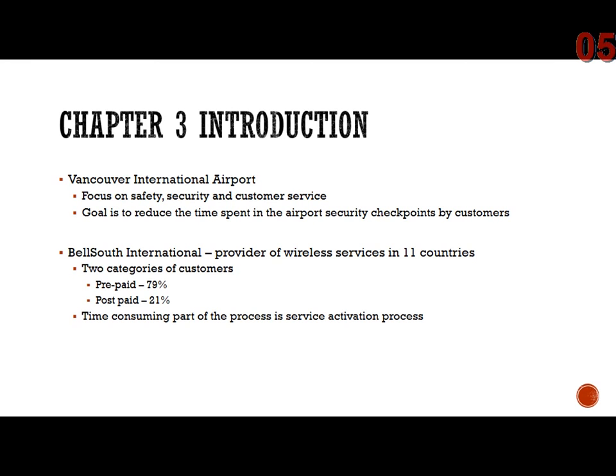They have 2 categories of customers, prepaid, which are 79%, and postpaid, which are 21%. And they say that the time-consuming part of that process is the service activation. For them to do service activation, they have to, A, determine what type of customer they're dealing with, do a credit check, select a phone and a service plan with the customer, assign a phone number, make a test call, and provide a short tutorial. So that's all part of that process that they do.